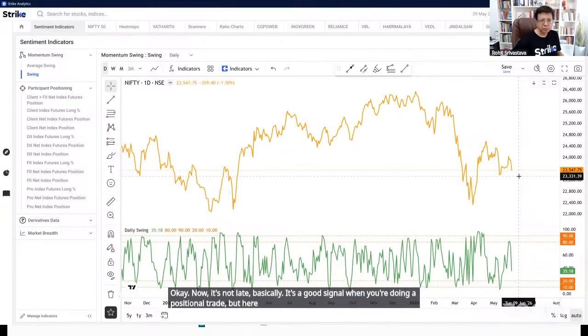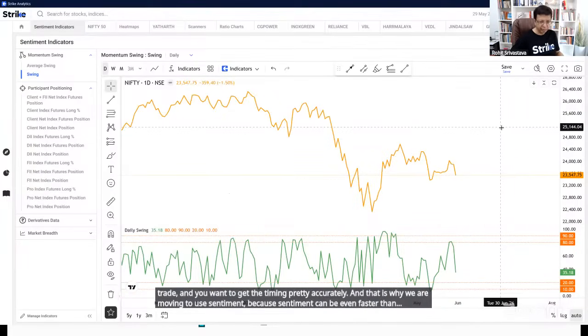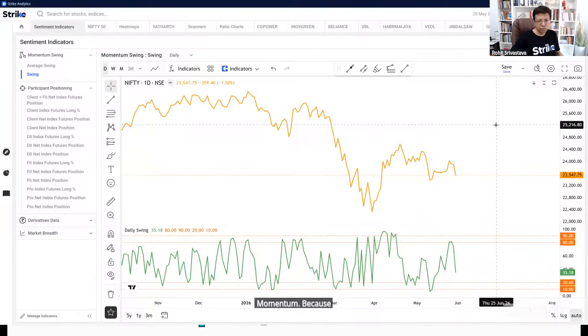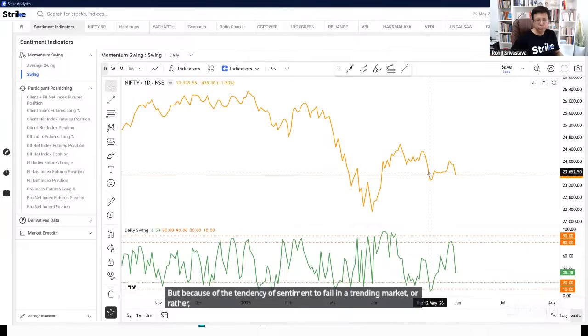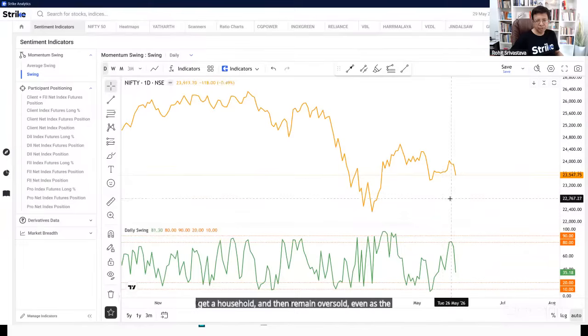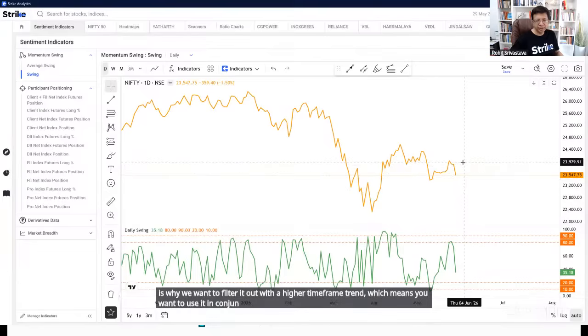But here we are trading options. And options are a short-term trade and you want to get the timing pretty accurately. And that is why we are moving to use sentiment, because sentiment can be even faster than momentum because it gets oversold or overbought. But because of the tendency of sentiment to fail in a trending market, or rather get oversold and then remain oversold even as the market is still falling, we want to filter it out with a higher time frame trend, which means we want to use it in conjunction with the trend reading.